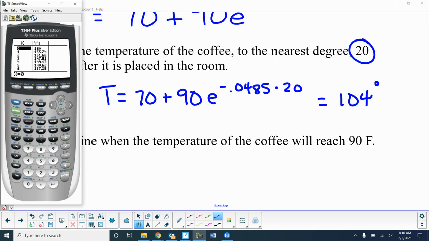I'm looking in this Y column when it gets to 90. So I just go down then and look for the 90. And you guys can hold yours down to get there quicker. So it looks like it's going to take 31 minutes before it gets down to 90 degrees.